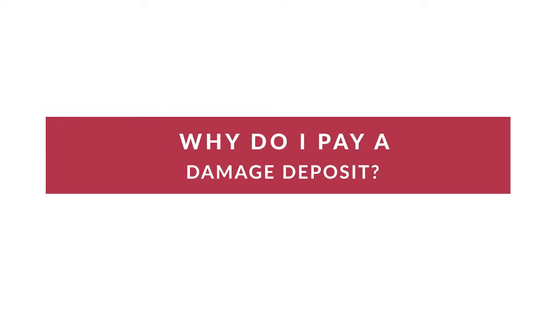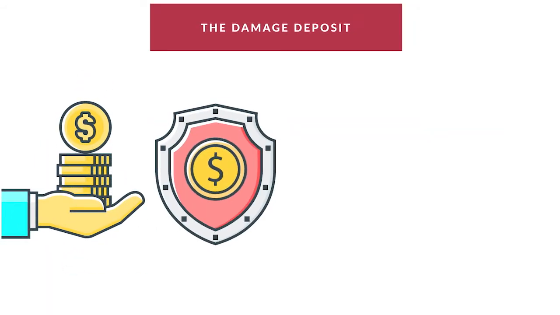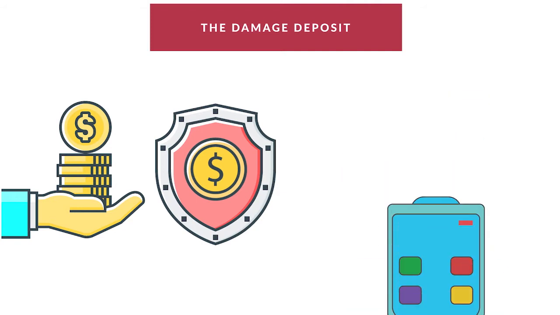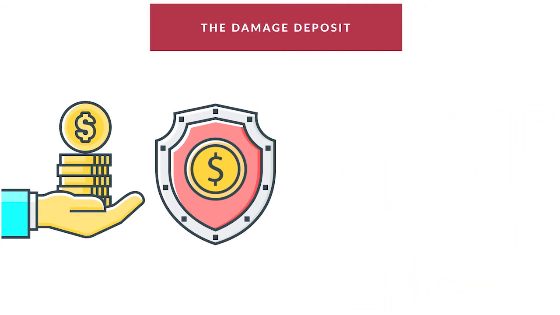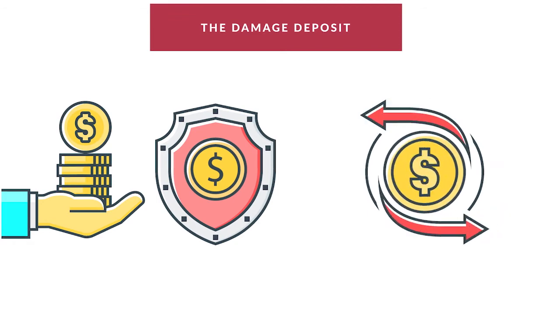Why do I pay a damage deposit? A deposit is held by the landlord as a security for any damages caused to the property by the tenant during the lease period, including costs for replacing lost keys, remote controls, utility charges, and any other money due and owing in terms of the lease agreement.